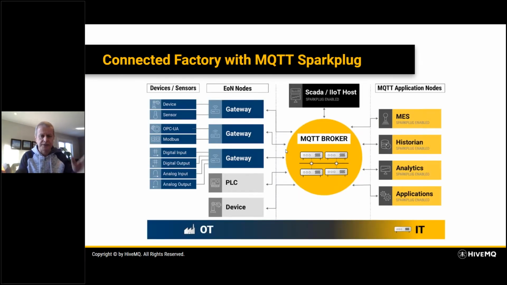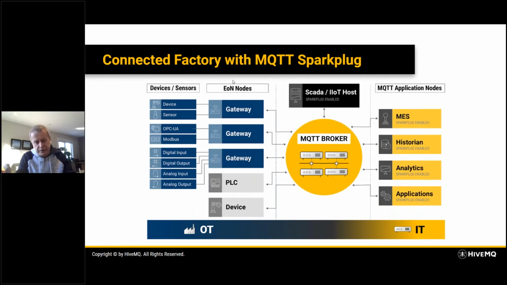Where MQTT and SparkPlug allow you to get to is a very much decoupled architecture. Let's go through this. The devices and sensors would be very much what you often have today on your factory floor, so we're not talking about a rip and replace here. We have the different protocols, so OPC UA and Modbus are supported, along with different devices and sensors, which could be digital or analog inputs.